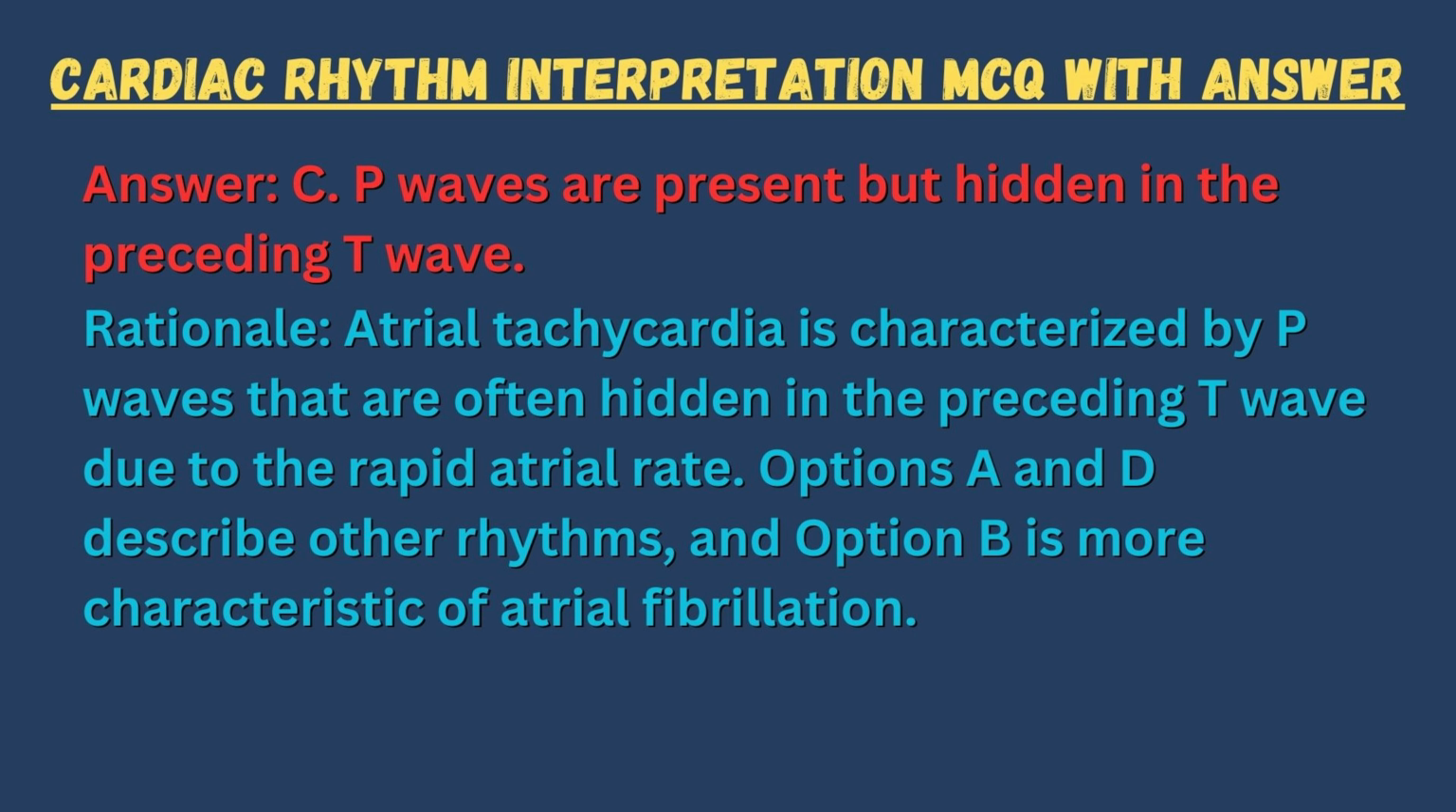Answer: C. P waves are present but hidden in the preceding T wave. Rationale: atrial tachycardia is characterized by P waves that are often hidden in the preceding T wave due to the rapid atrial rate. Options A and D describe other rhythms, and option B is more characteristic of atrial fibrillation.